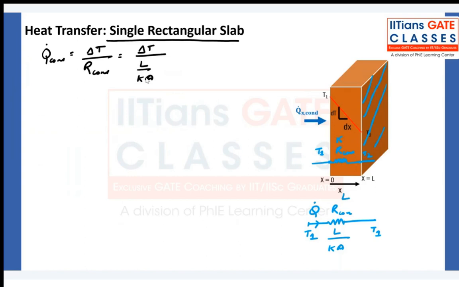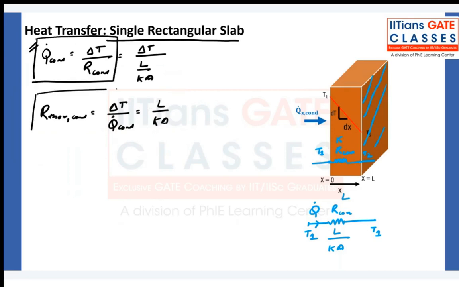Same thing. So here we have thermal resistance for conduction. You can write it in terms of this equation, or you can write it in terms of the resistance equation. So this is in Kelvin per watt. Now this is for a single rectangular slab.